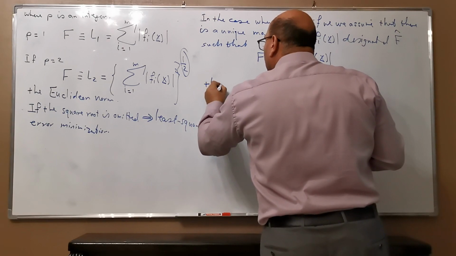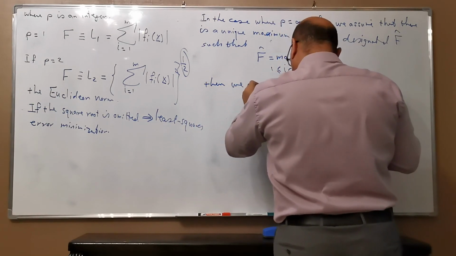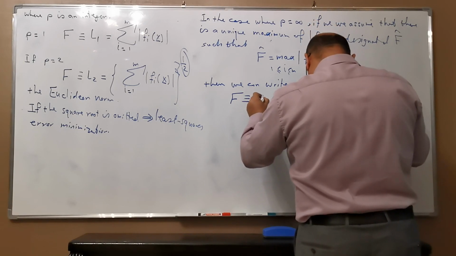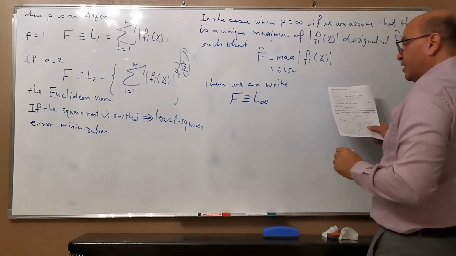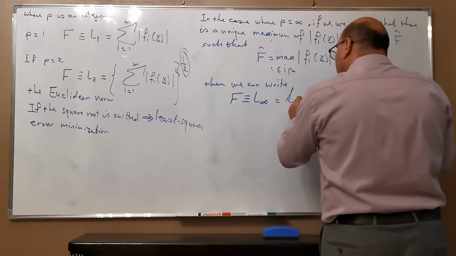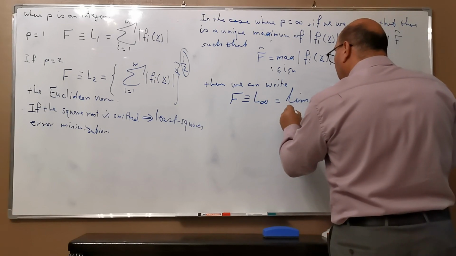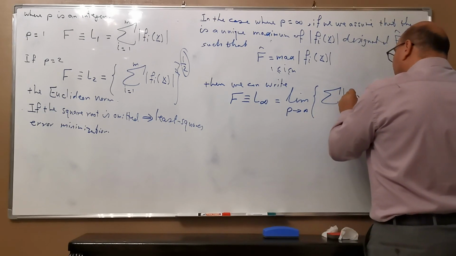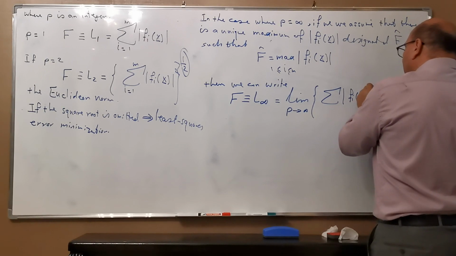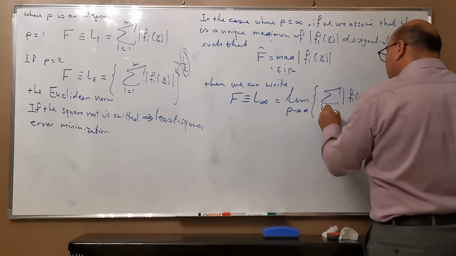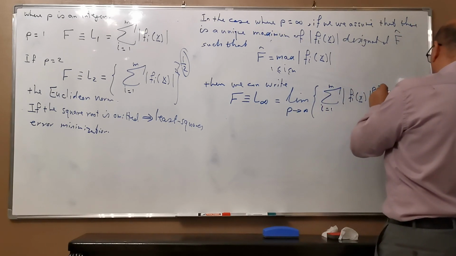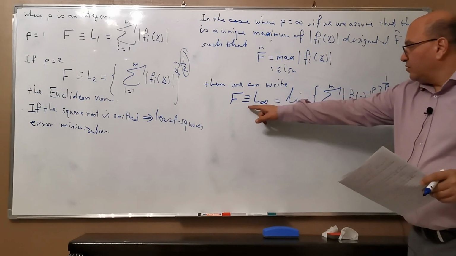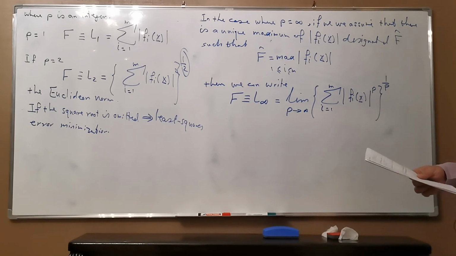Then we can write f as L infinity, the infinite norm, to be equal in the limit, because we are approaching infinity, as p approaches infinity, to the summation of f_i of x magnitude to the power p from i equals 1 up to m, with a power of 1 over p outside. So this is the definition of the L infinity as p goes to infinity.